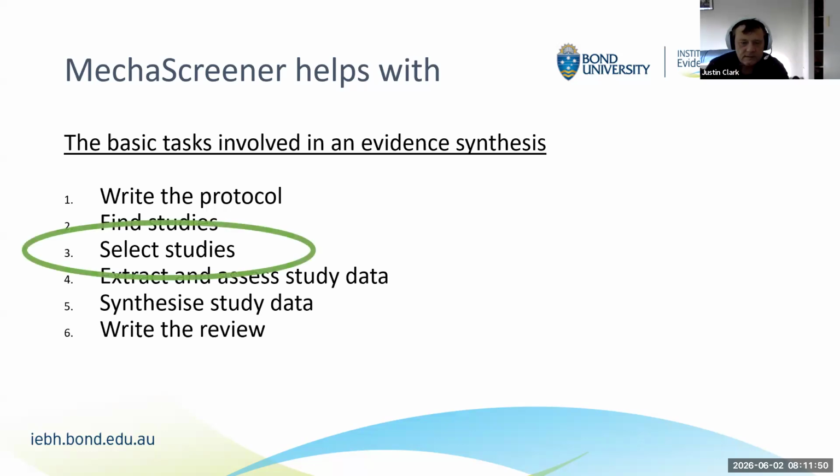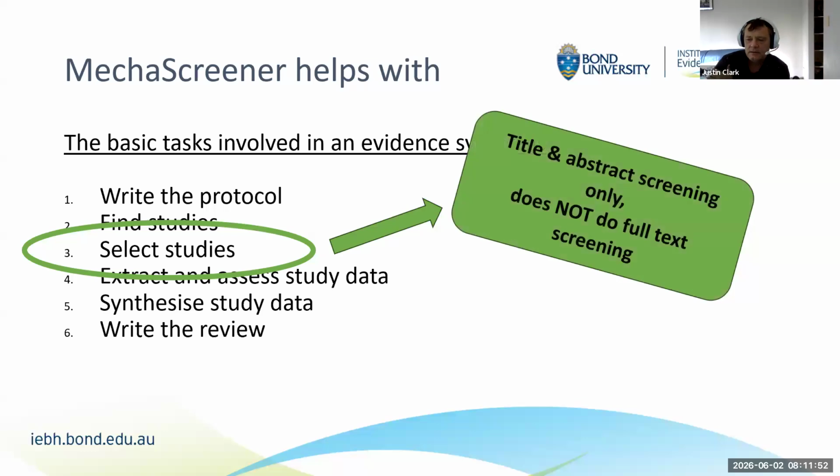We're focusing on this one, selecting studies. So the tools we'll use today are primarily for title and abstract screening only. We don't really support full text screening because we're a bit concerned about uploading and storing PDFs that publishers own the copyright to primarily. But it's just important to note that the tools we're looking at are primarily used for the title and abstract screening component of doing a review.